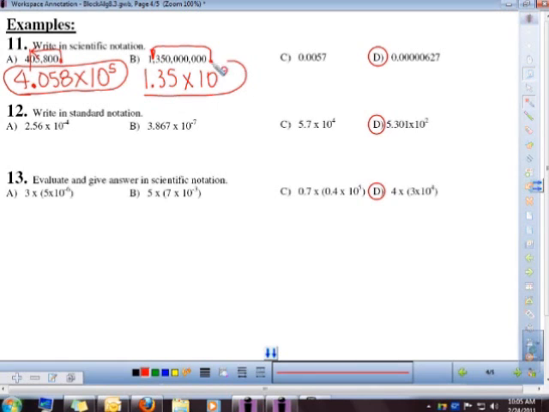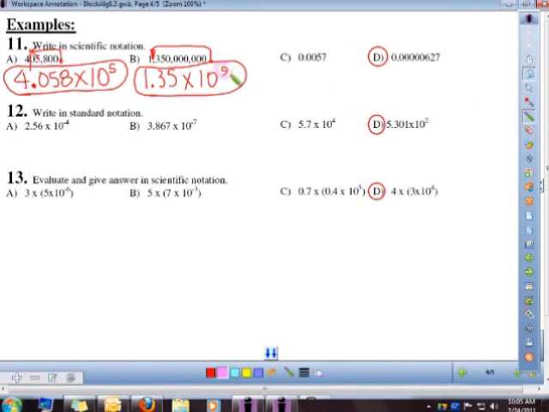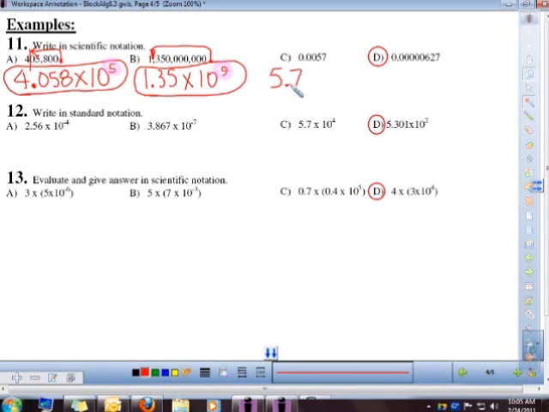Now notice these numbers that we're doing right now are numbers larger than 1, and the exponents are positive numbers. On the next two numbers, these numbers are smaller than 1, so they're going to have negative exponents. So what number am I going to write down first? 5.7. Now move the decimal place from here to right there. Times 10 to the, how many places did I move it? 3 places, and it's going to be negative 3.